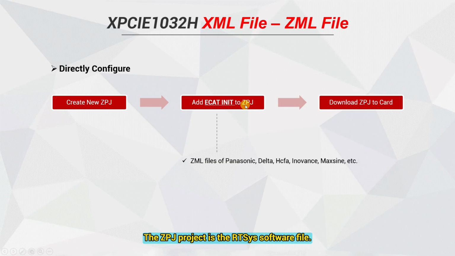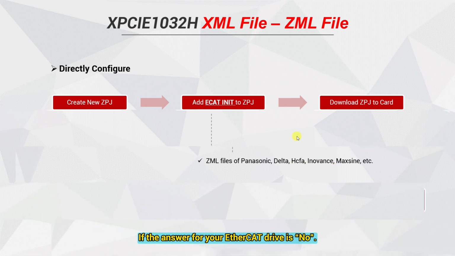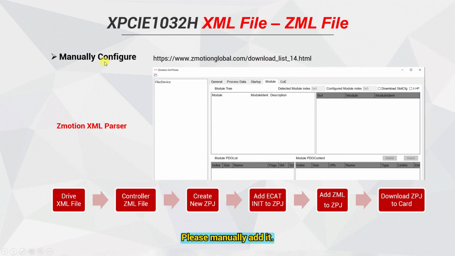The ZPJ project is the RTSys software file. RTSys is Zmotion's own development and debugging software. You can check lesson 6. Here are some examples. They have been configured. You can contact us to know whether a ZML file exists at first. If the answer for your EtherCAT drive is no, please add it manually.